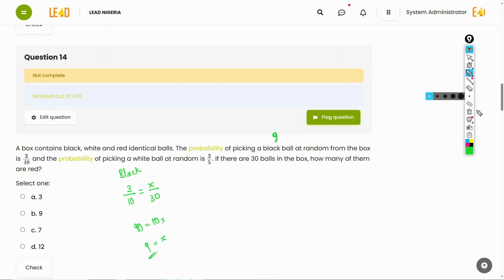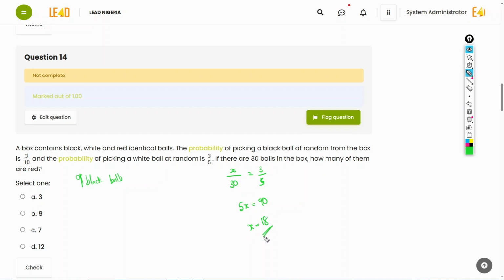All right, and then now, that's 9 black balls. Now, if you do the same thing for the white ball, probability of picking a white ball would be the number of white balls, x over 30. And then they're telling us that the answer to that is 3 out of 5. So we can just cross multiply this, right? So we'd have 5x is equal to 90. That means x is 18. All right, so that means there are 18 white balls.